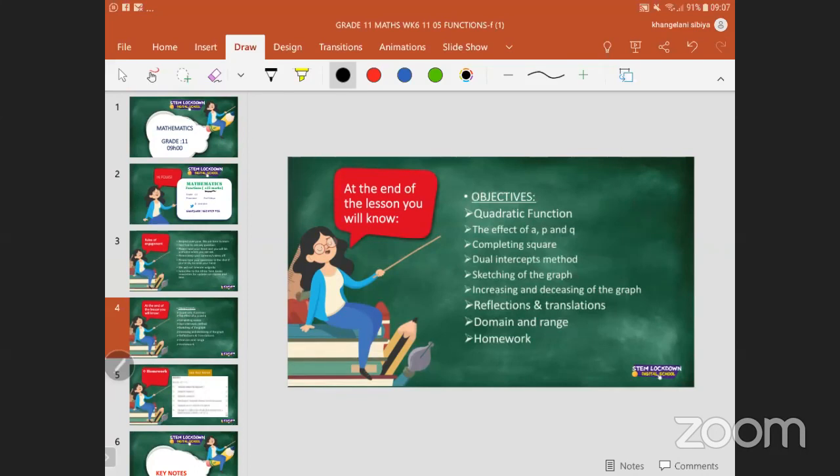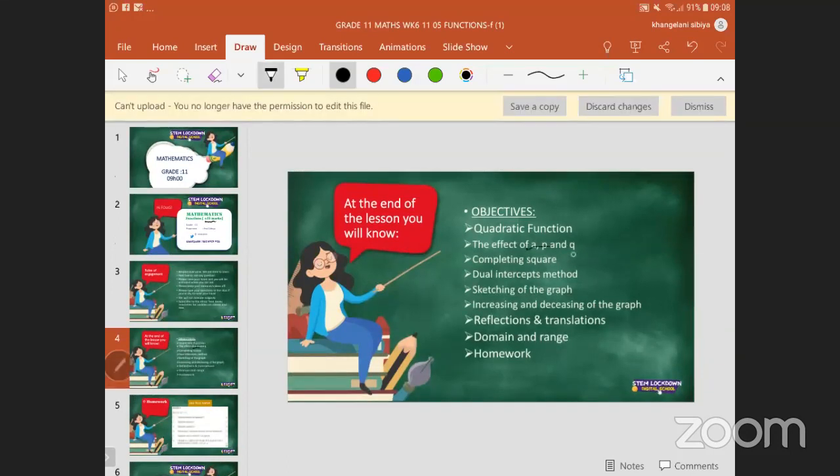What are our objectives for today? At the end of this lesson, this is what you should understand: what we call the quadratic function. A quadratic function, we sometimes call it a parabola function. Then the effect of the parameters, which are a, p, and q.